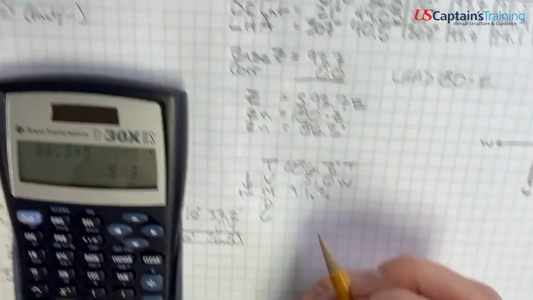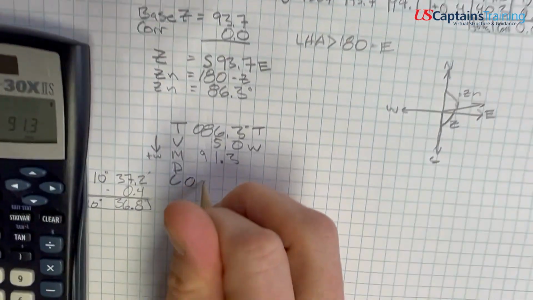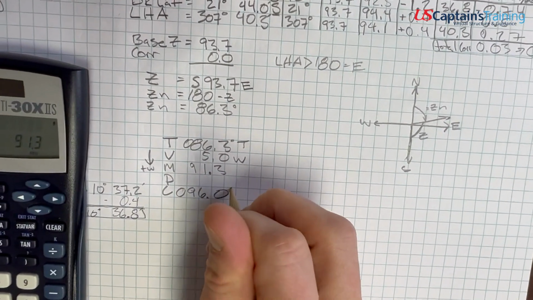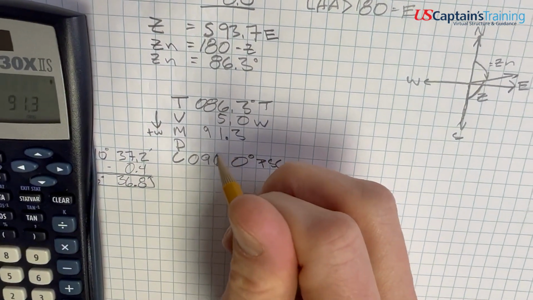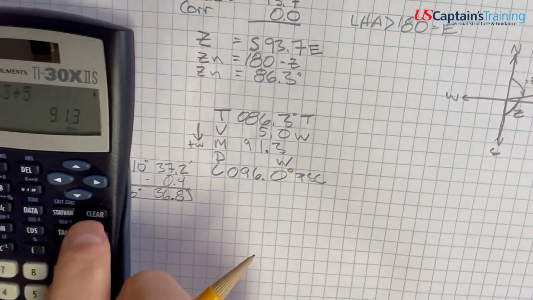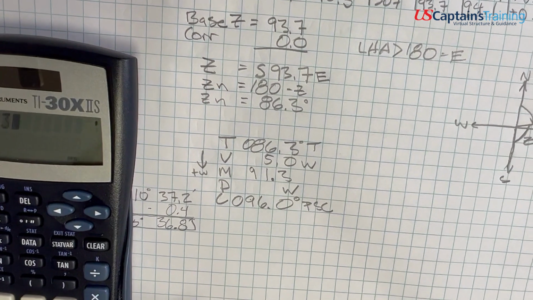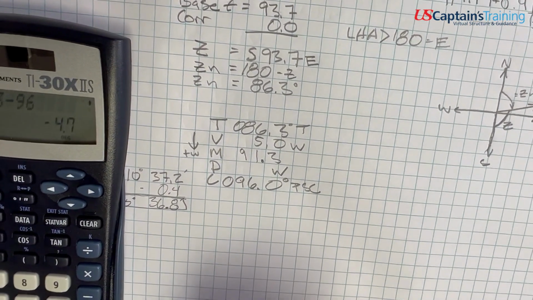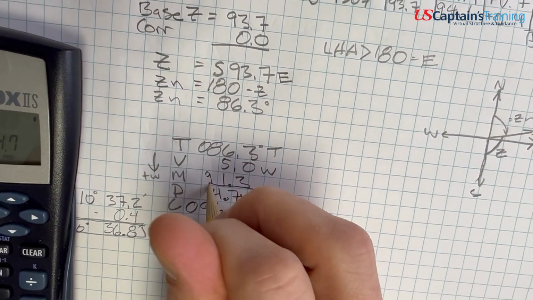91.3. We were given the sun bearing of 96.0 degrees PSC, and we're adding it, right? From 91 to 96, we're going to add. So let's see. So it's west. So 91.3 minus 96 equals 4.7. 4.7 west is our answer.